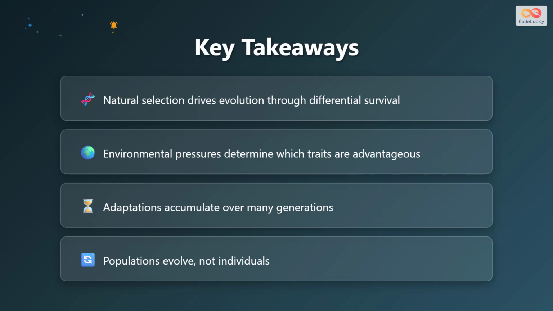Finally, remember that populations evolve, not individuals. An individual organism cannot evolve during its lifetime. Only the genetic makeup of entire populations shifts over generations. Understanding natural selection gives us insight into the magnificent diversity of life on Earth.